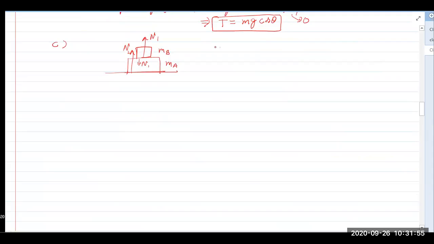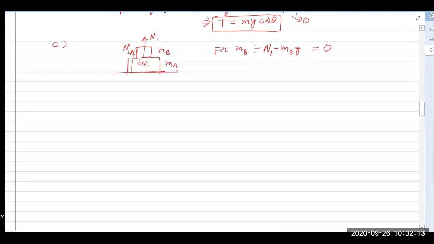So if we write for M_B, what are the different forces? M_B's weight is downward, so M_B g is downward and the normal is upward. So normal minus M_B g, this must be equal to 0.